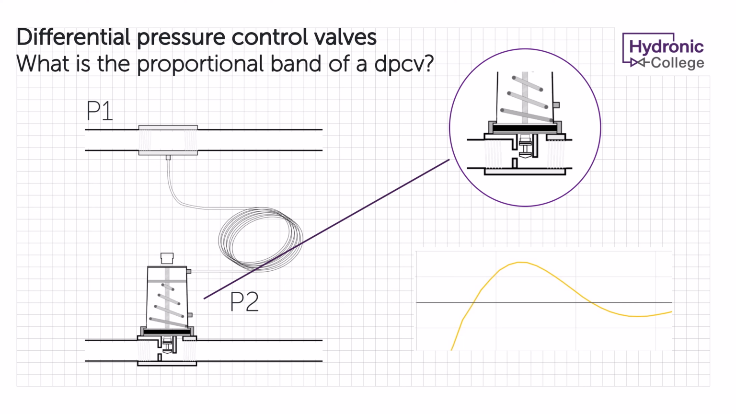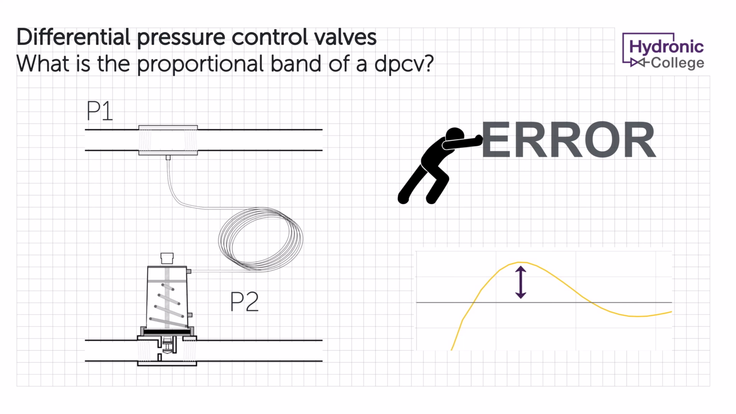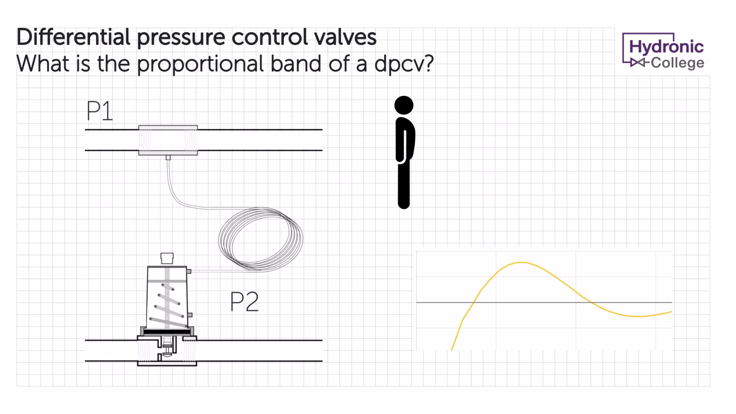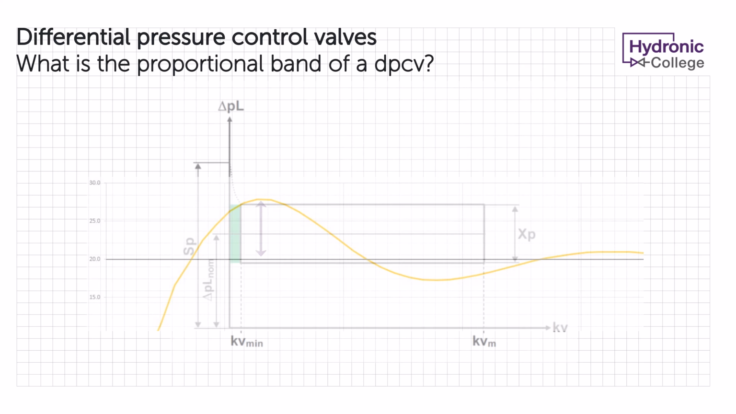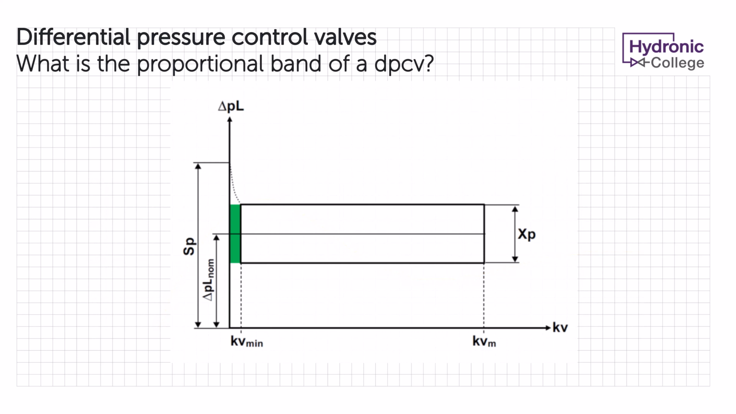Inherent to this functioning is that the dp controller always needs to see an error to be able to act upon it. This error or difference defines the P-band. The P-band is thus the largest deviation you could see while the valve is within the working range from kV-min to kV-max. This means that it cannot hold the pressure exactly at the set point at all times.